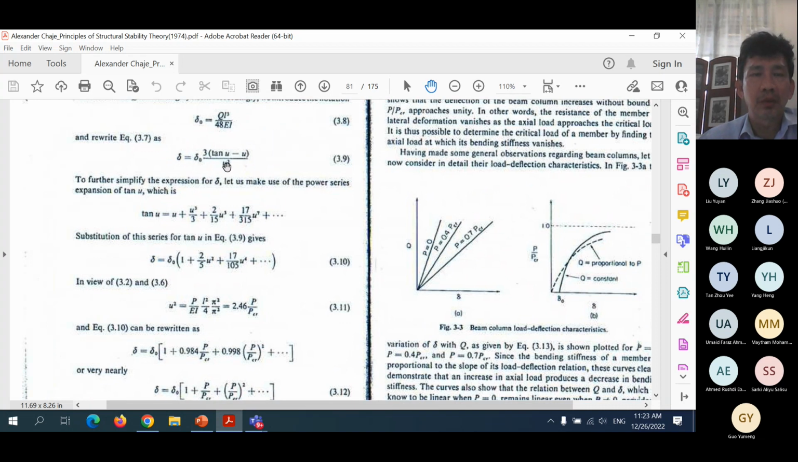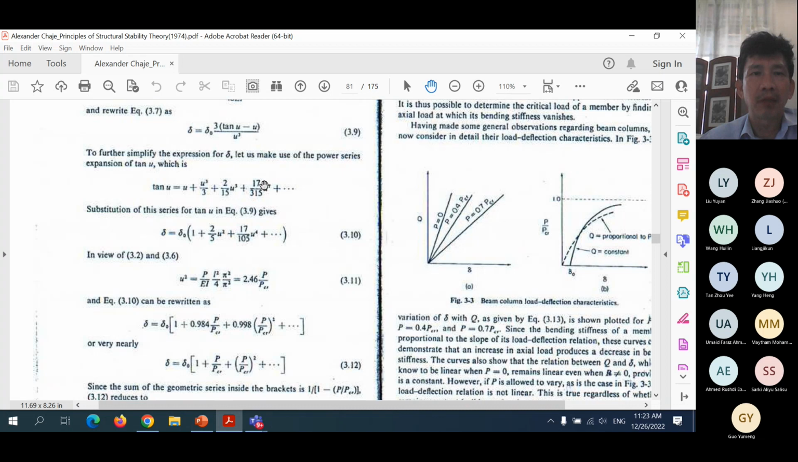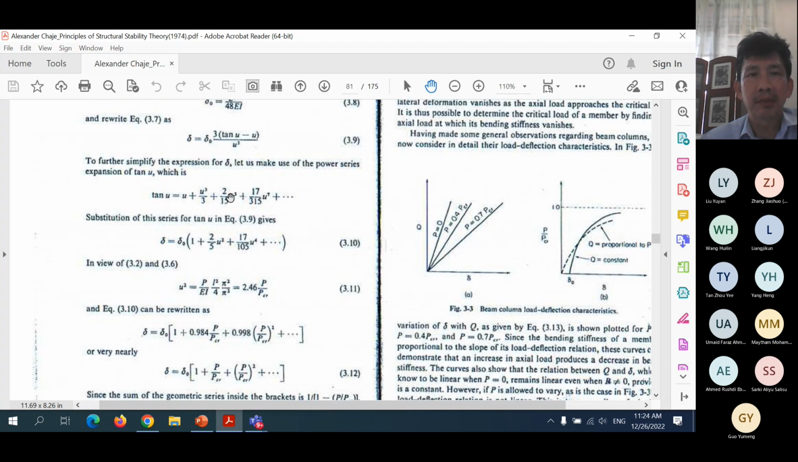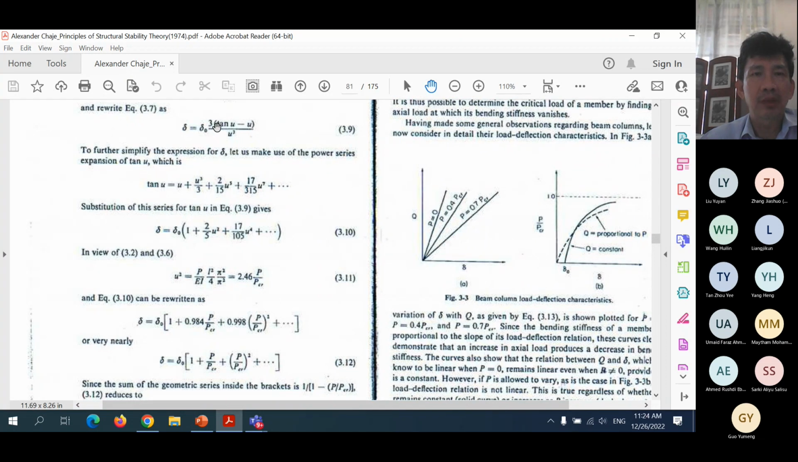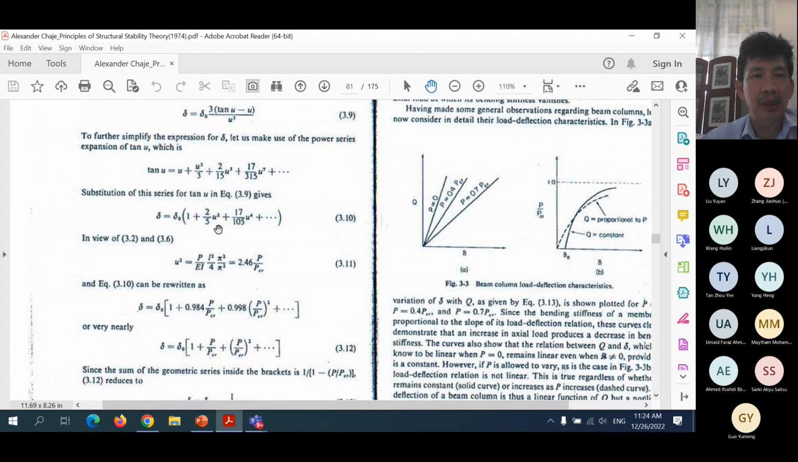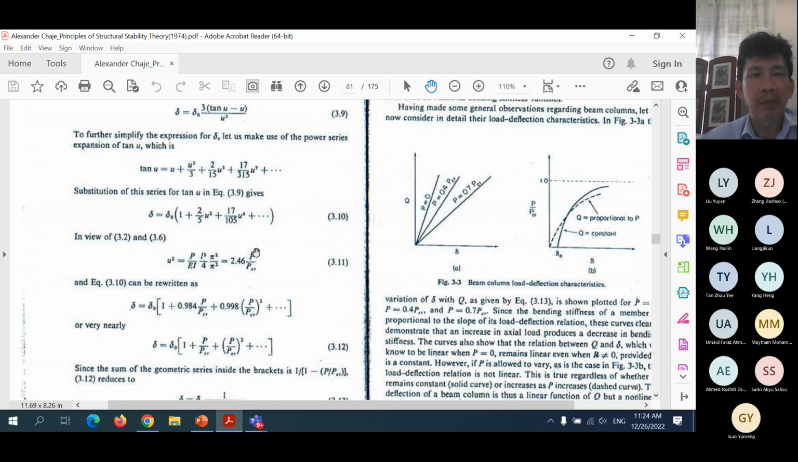First, tangent U, we get rid of the tangent U by using this power series of tangent U. So there are some approximation here. So this is an infinite series. Okay, continue again. Then we substitute these terms into this, and then do the simplification. We come to this. And next, we want to make the P over P critical appear. So we manipulate again these U squared terms here, remembering what is U. Okay, that's why I asked you to remember U. U is KL over 2. So you can manipulate this to make this thing appear here.